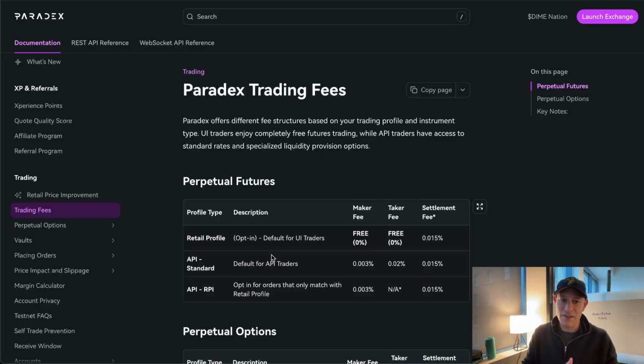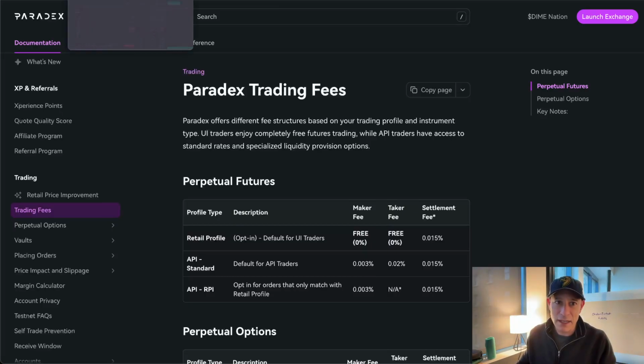So they had their regular API traders not paying any commission, and market makers wanting to place RPI orders were paying a half a basis point commission for that. Now they just modified that this week, where they dropped that from a half a basis point to a third of a basis point, and they raised the API trader standard trades to a third of a basis point as well.